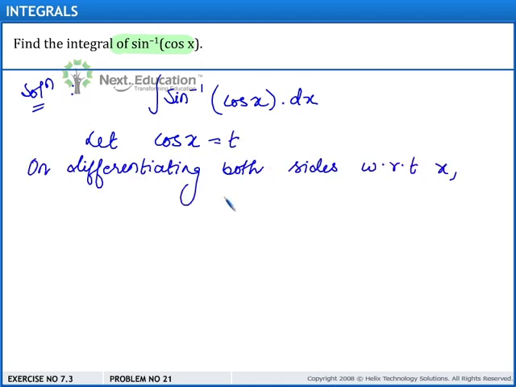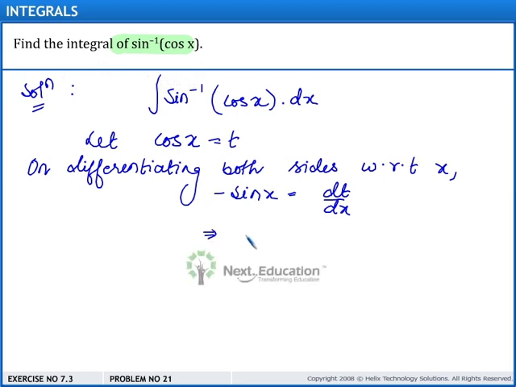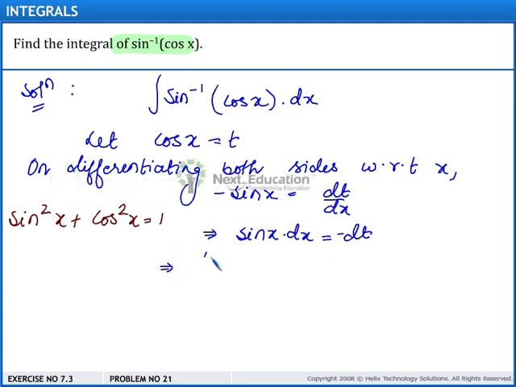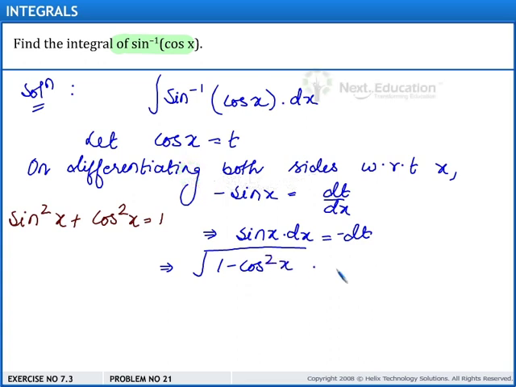On differentiating both sides with respect to x, we have minus sine x is equal to dt divided by dx, which implies that sine x into dx is equal to minus of dt. Now we know that sine square x plus cos square x is equal to 1. So from here, this further implies that sine x can be written as root over 1 minus cos square x, into dx is equal to minus of dt.